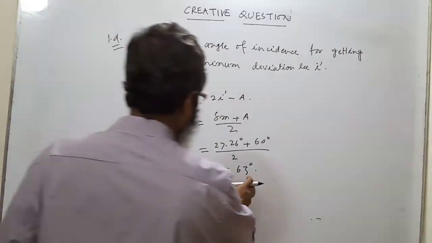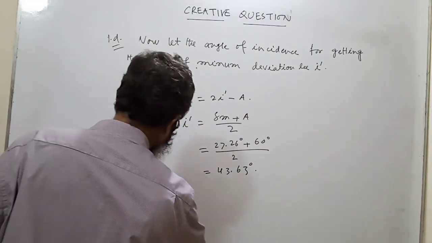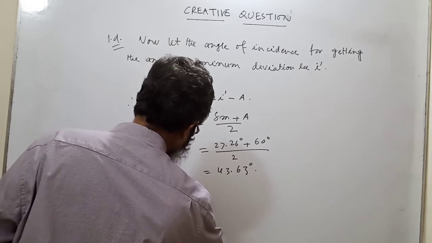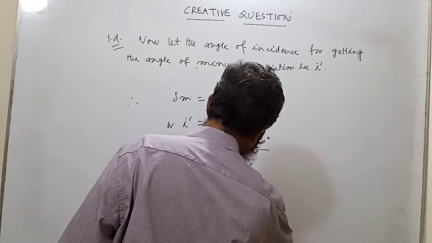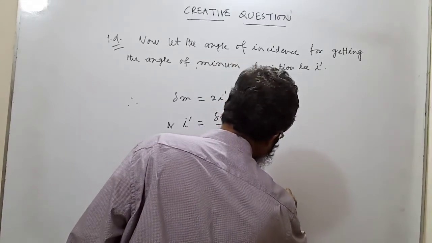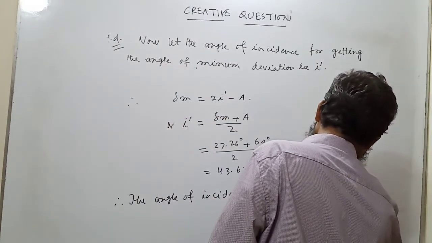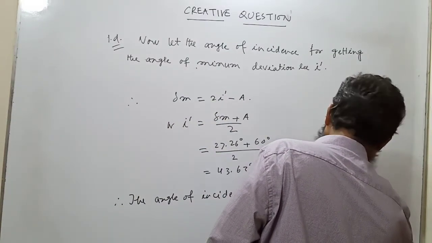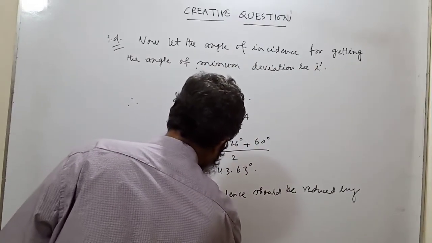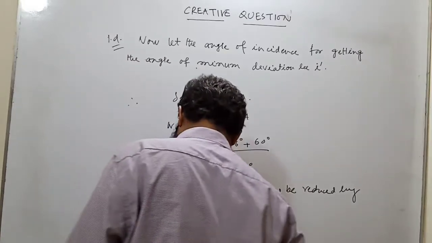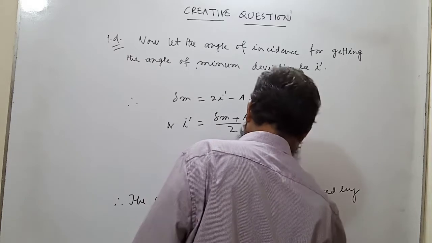should be 43.63 degree. So the angle of incidence should be reduced by 60 degree minus 43.63 degree, which is equal to 16.37 degree.